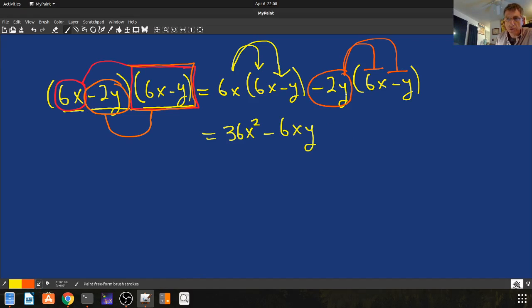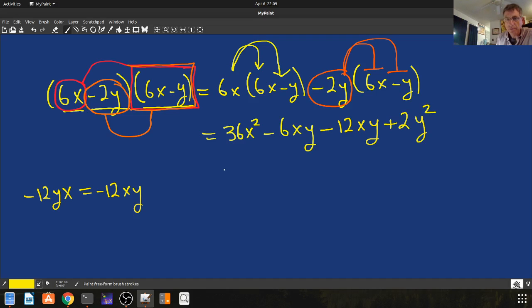So minus 2y times 6x is minus 12xy. You could say minus 12yx, but this is all multiplication, so that's exactly the same as minus 12xy. And since I have x first here, I want to put x first there too. And then now we're doing the minus 2y times minus y. So that's plus 2y squared.